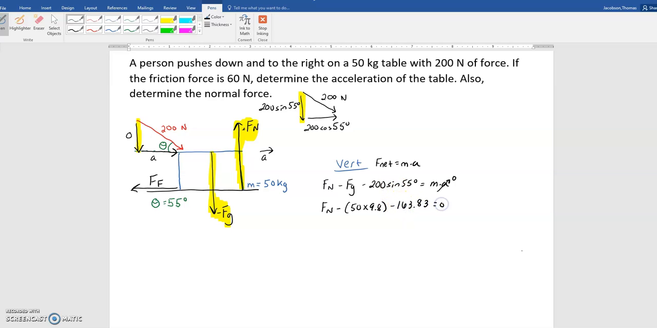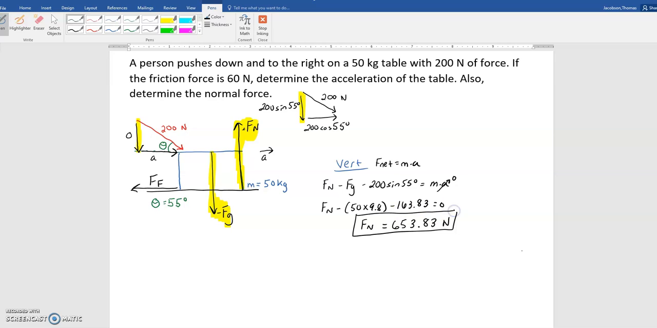That's going to equal 0. And now using algebra, I'm going to do 163.83, bring that to the other side. And then I'm going to also do 50 times 9.8 and add that to the other side of the equation as well. And if I do that, I get 653.83 newtons.